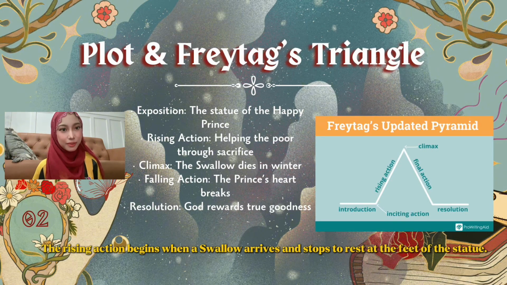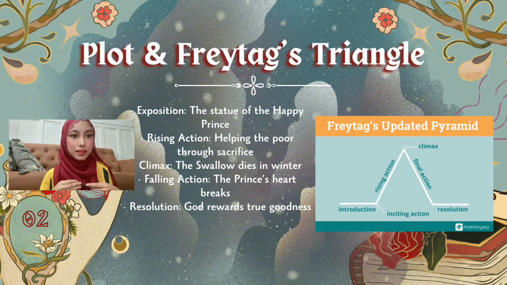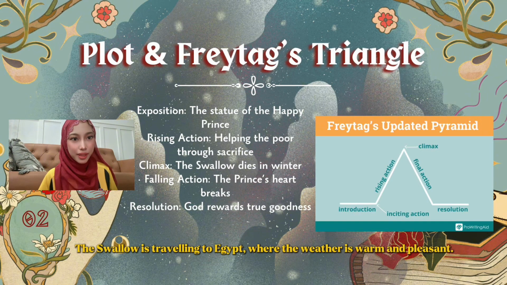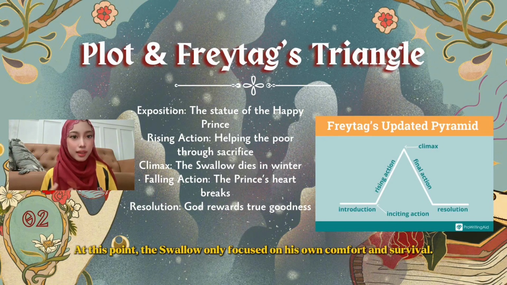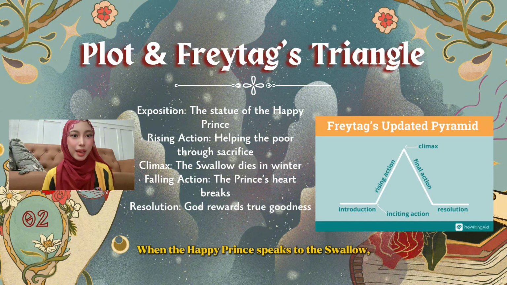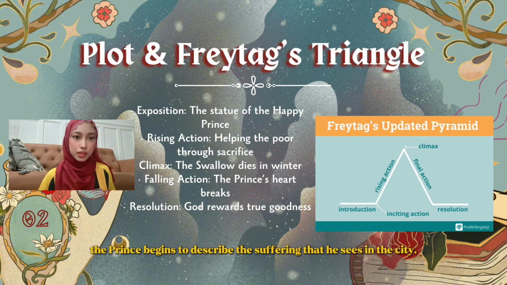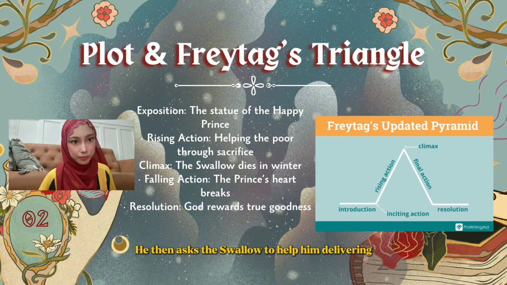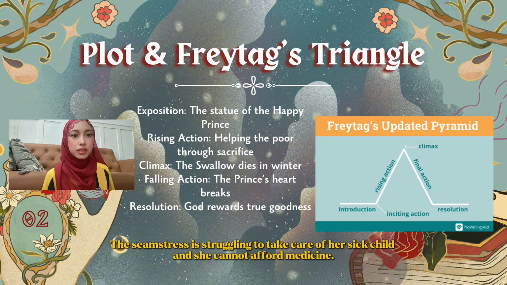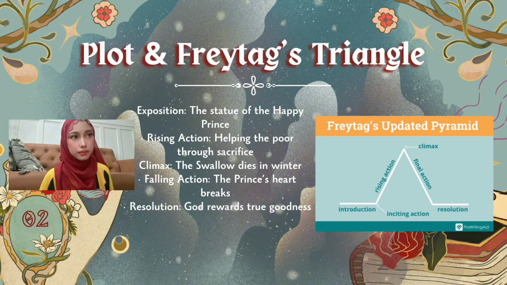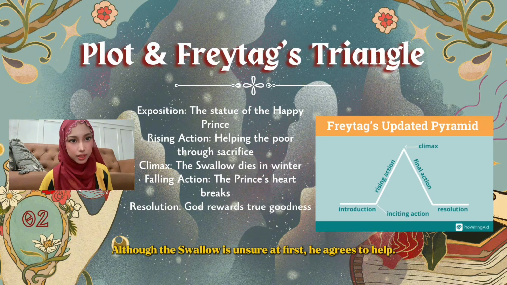The rising action begins when the swallow arrives and stops to rest at the feet of the statue. The swallow is traveling to Egypt, where the weather is warm and pleasant. At this point, the swallow only focuses on his own comfort and survival. When the Happy Prince speaks to the swallow, the prince begins to describe the suffering that he sees in the city. He then asks the swallow to help him deliver the ruby from his sword to a poor seamstress. The seamstress is struggling to take care of her sick child, and she cannot afford medicine. Although the swallow is unsure at first, he agrees to help.